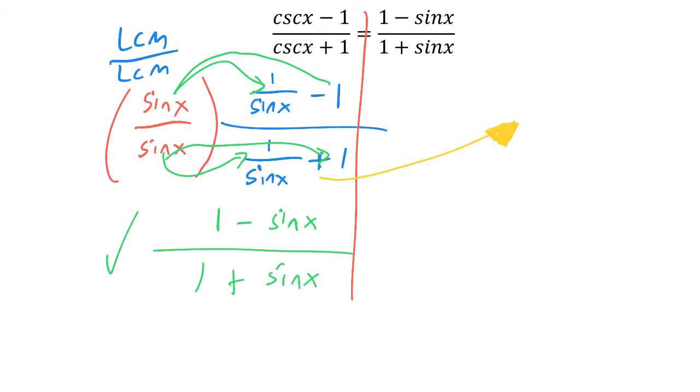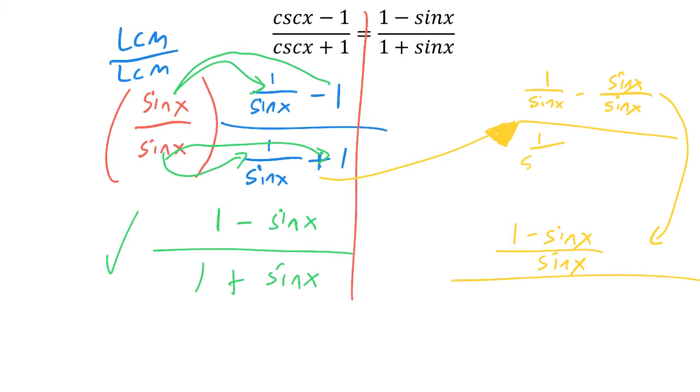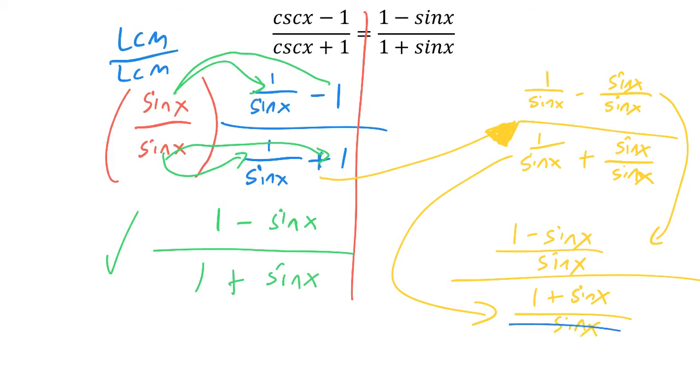Anyway, over here, the more traditional way to do that would be to say, okay, I'm going to take 1 over sine x and minus it by sine x over sine x. So the top fraction becomes 1 minus sine x over sine x. Then the bottom, I do the same thing, 1 over sine x plus sine x over sine x, which then goes down here to be 1 plus sine x all over sine x. And then you can flip and multiply, which basically these would cross off.